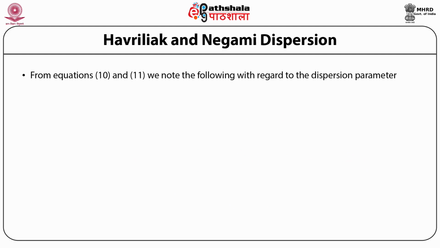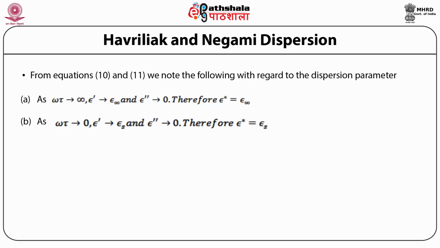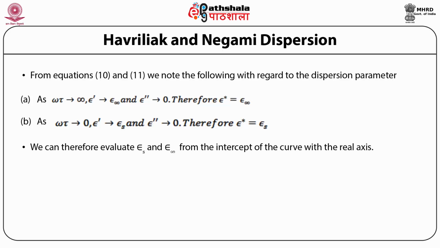From equations 10 and 11, we note the following with regard to the dispersion parameter. A. As omega tau tends to infinity, epsilon prime tends to epsilon infinity and epsilon double prime tends to 0. Therefore, epsilon star is equal to epsilon infinity. As omega tau tends to 0, epsilon prime tends to epsilon s and epsilon double prime tends to 0. Therefore, epsilon star is equal to epsilon s. We can therefore evaluate epsilon s and epsilon infinity from the intercept of the curve with the real axis.